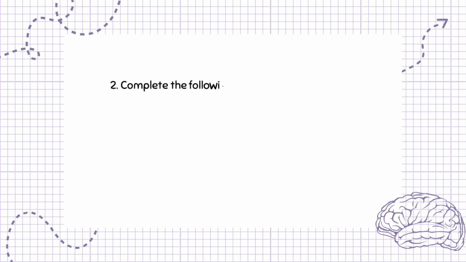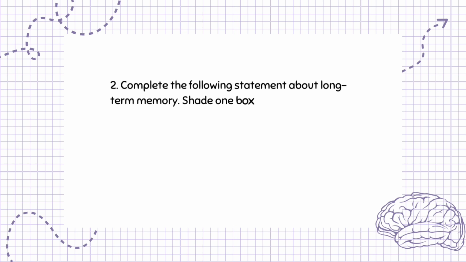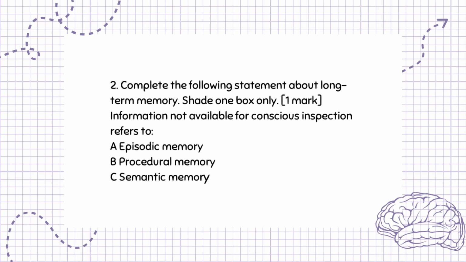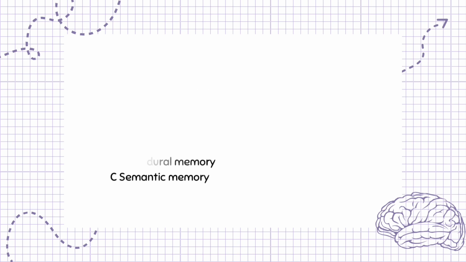Question 2. Complete the following statement about long-term memory. Shade 1 box only. 1 mark. Information not available for conscious inspection refers to A. Episodic memory, B. Procedural memory, C. Semantic memory. Answer: B. Procedural memory.